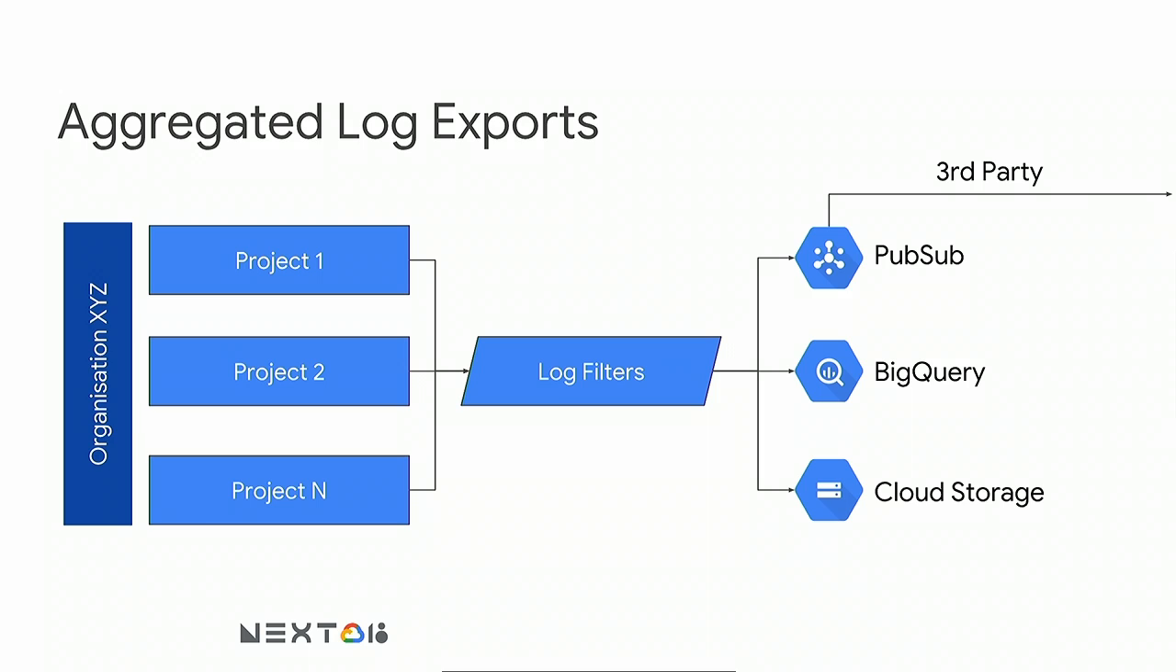So with Stackdriver, we can do aggregated log exporting. So simply, we can take the logs from lots of different member projects, put them through some filters. So the filters could be to only forward on particular services, particular users, particular accounts. You could sample it down. So you could say, just send 10% of it. That's only interesting to me. And then there's 3 different destinations you can send it to.